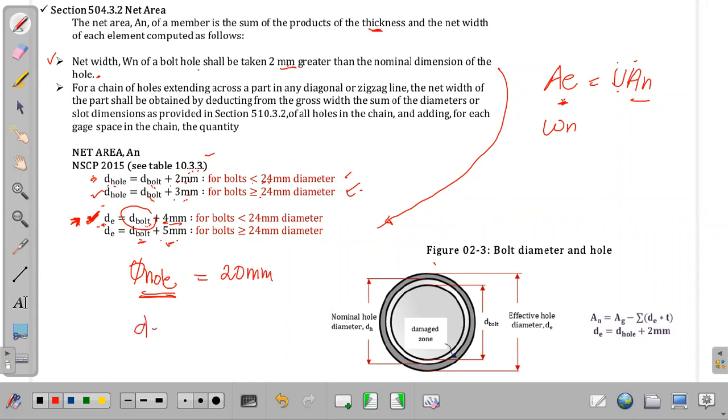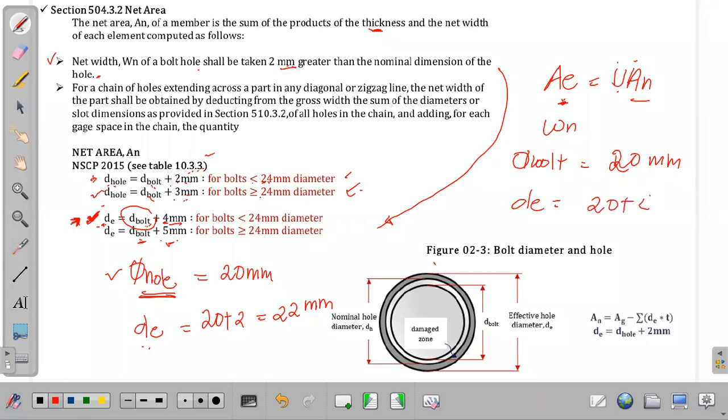What will be our effective diameter? If the diameter of the hole is given, then 20 plus 2, so 22 mm. That will be our DE. Understand? But if the given is the diameter of bolt equal to 20 mm, the given in the problem is the diameter of the bolt, not the diameter of the hole. Our DE here will be 20 plus 4, so 24 mm. That will be our effective diameter. Okay? Understand? For less than 24.